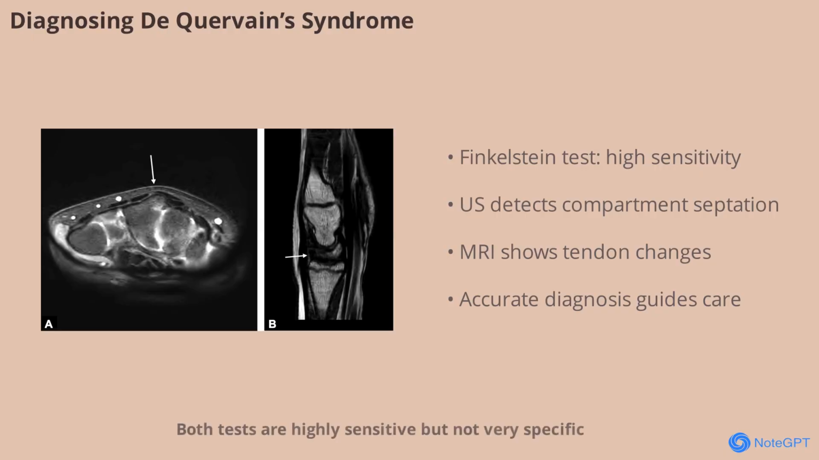Both tests are highly sensitive but not very specific, so imaging may be needed to confirm the diagnosis and rule out anatomical variations. Ultrasound is particularly useful for detecting septations in the first dorsal compartment, which can affect treatment outcomes. MRI can show thickened retinaculum, tendon changes, and fluid in the sheath. Accurate diagnosis ensures effective management and symptom relief.